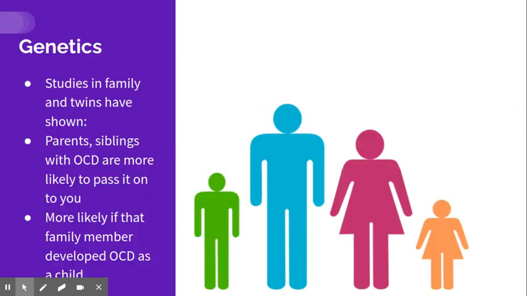Now I want to talk more about the genetics of OCD. Studies done in families and twins have shown that parents and siblings with OCD are more likely to pass it on to you. It is also found that you are more likely to get OCD if that family member who is close to you developed OCD as a child.